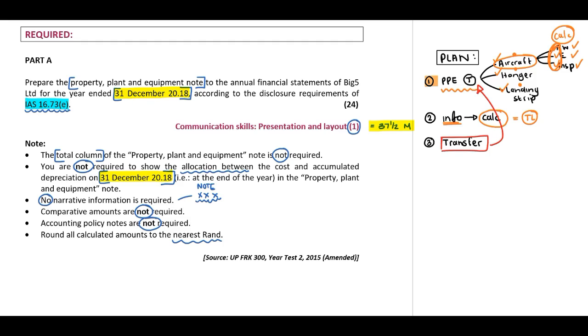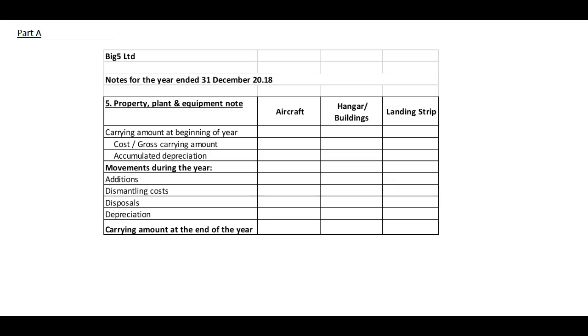Remember, the requirement indicates that you need to prepare the property, plant and equipment note. Therefore, if you do not transfer your calculations, they're not going to mark your calculations. Now, this is my part A, and I have already included my template. Remember, in terms of a template, leave sufficient lines open to be able to add calculations or additional descriptions.